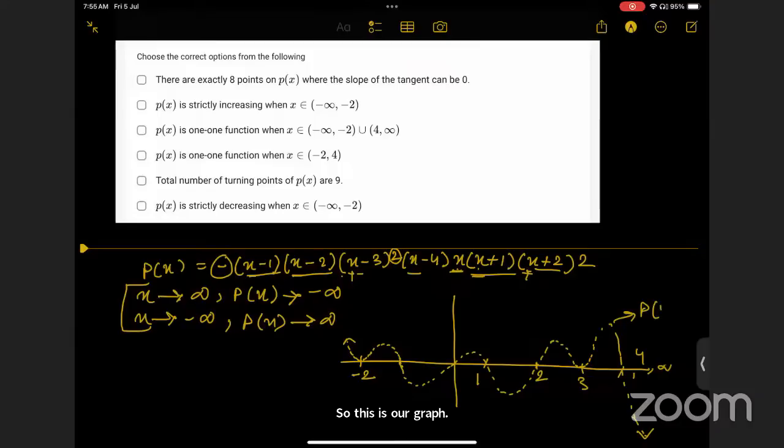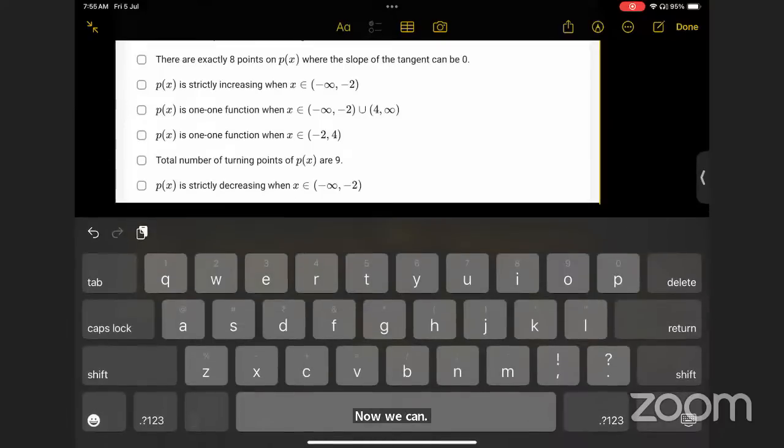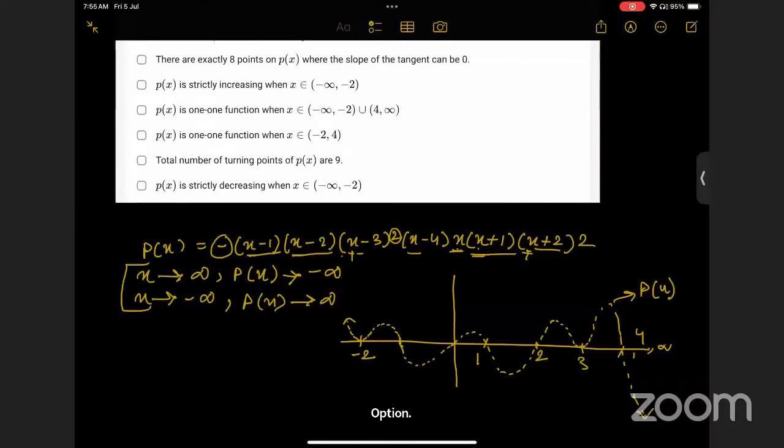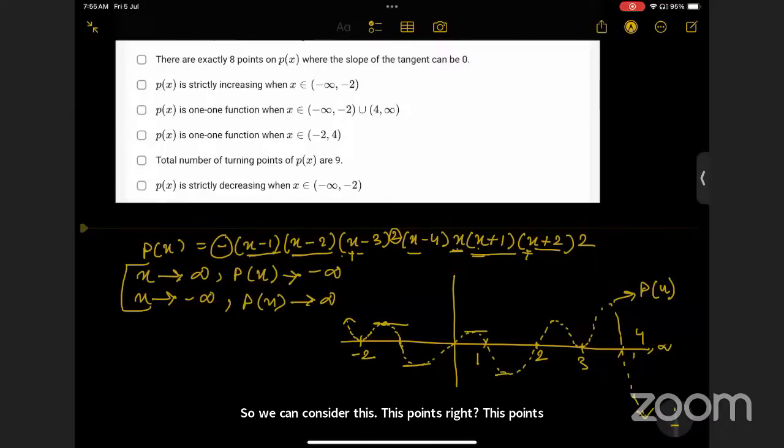Now we can look at the options. So there are exactly 8 points on P where the slope of the tangent can be 0. So we can consider these points, right? At these points, the slope of the tangent will be 0. So here there are only 8 points, right? We can count 1, 2, 3, 4, 5, 6, 7, and 8. So option 1 is correct.